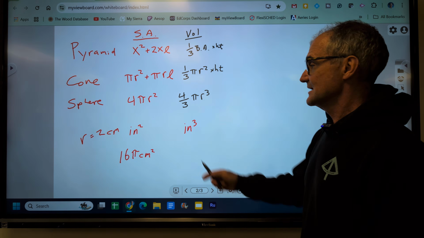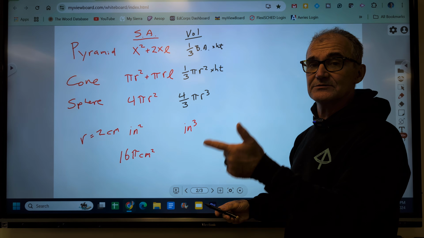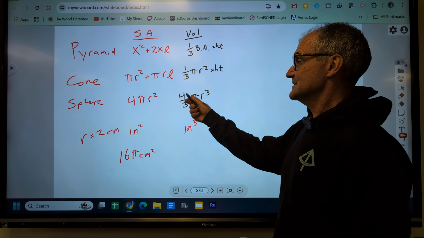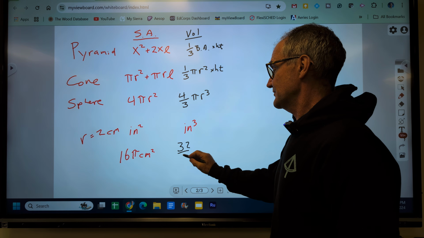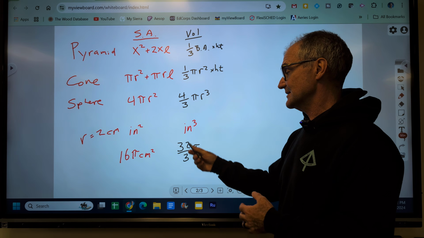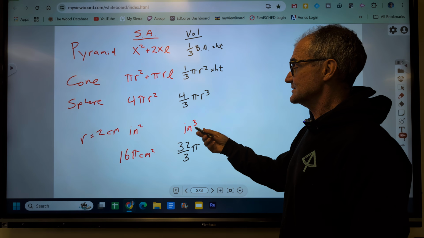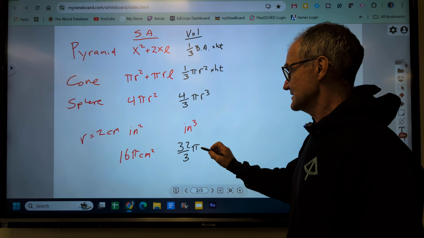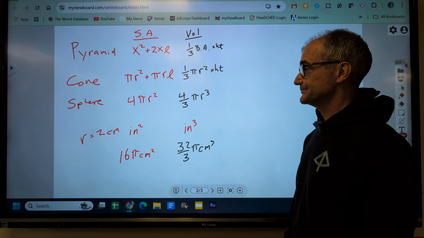2 centimeters. I take that 2, I plug it in here for radius, 2 times 2 times 2. It's going to be 8. 8 times 4 is 32/3 pi. Again, this is an exact value answer. I could enter that on my calculator to get the approximate. And that radius was in centimeters, so I have centimeters times centimeters times centimeters. So my units here would be cubic centimeters.